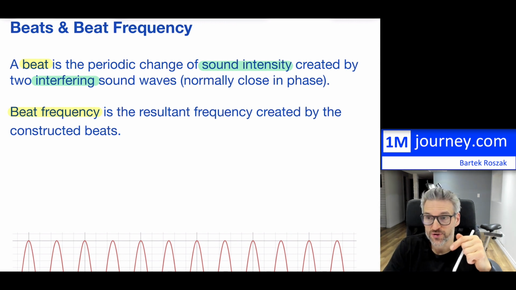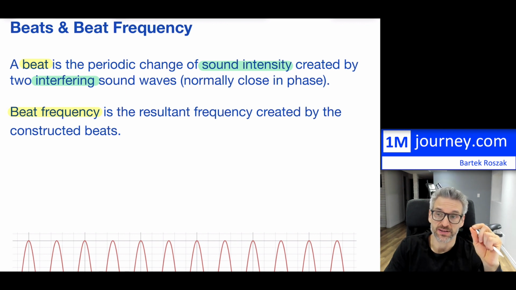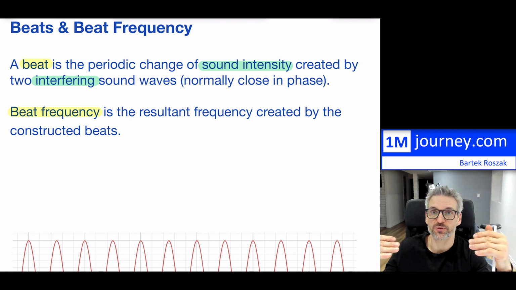When you're first studying this, I will only focus on the idea that we have two interfering sound waves. You can have more than two, and certainly you can create beats with that, but it gets a little bit more complicated. When you're just learning it, it's much easier to grasp by talking about two, and then you can expand if necessary.